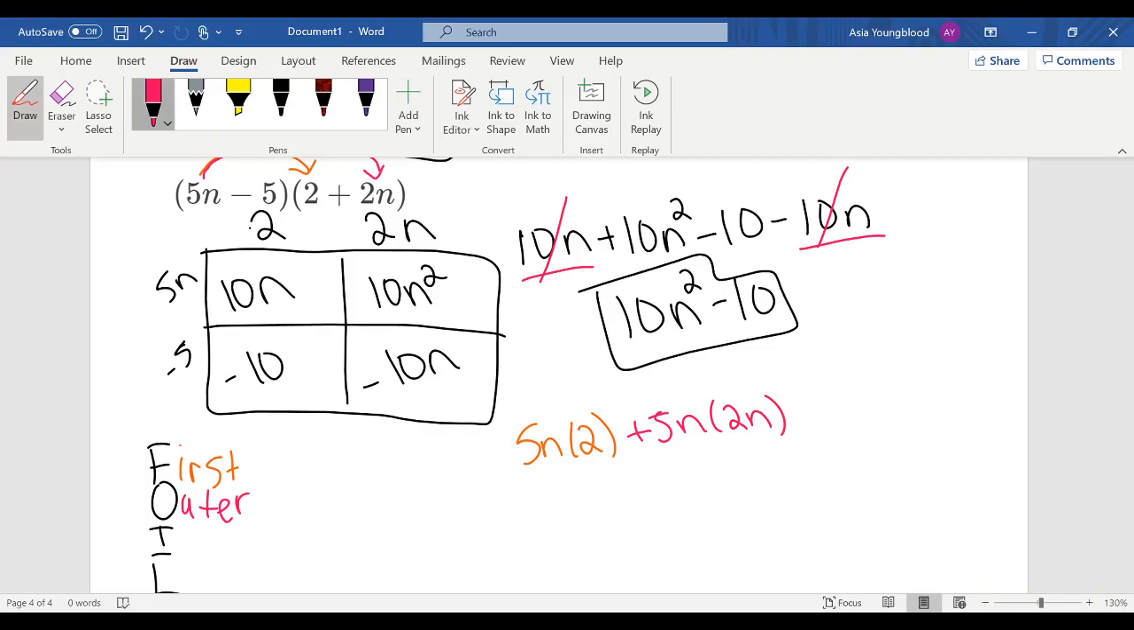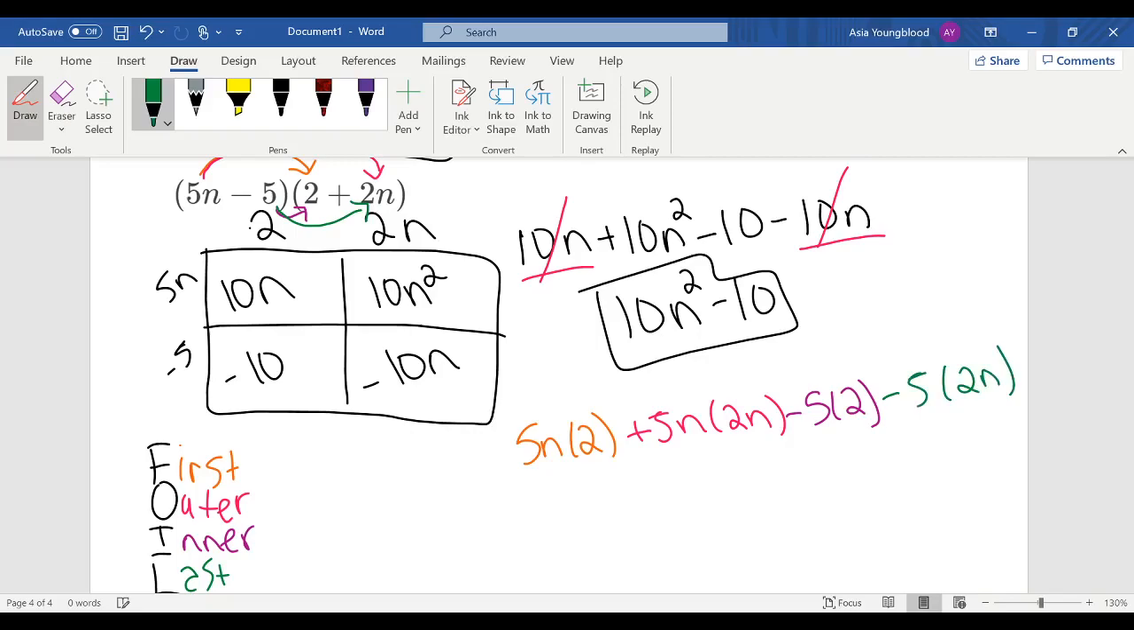The next one we have is I for inner. So now we have to take care of this negative 5. So this negative 5 has to go to the 2. That's the inner distribution. So our next multiplication is going to be negative 5 times 2. And our last distribution is the last term to the other last term. So for the last distribution, we would be doing negative 5 times 2n.